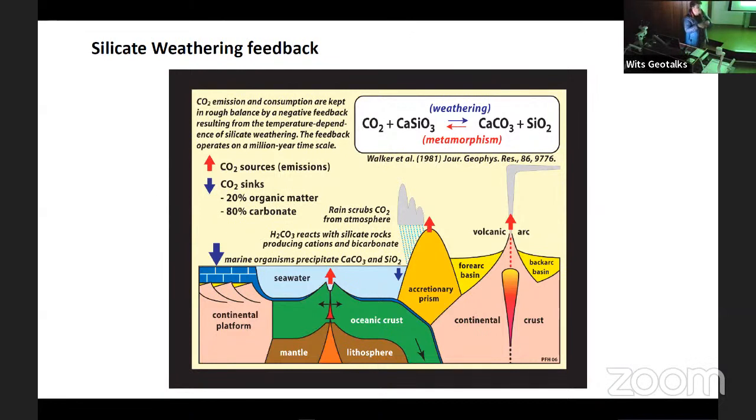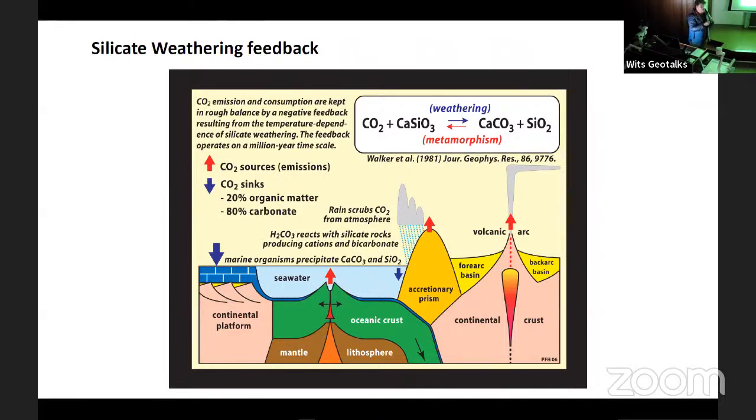That carbonic acid reacts with the continental crust to create magnesium, calcium and potassium cations and bicarbonate, right? And eventually those two things bond together and make limestones, right? And that's the predominant storage form of CO2. So the negative feedback comes into play where if the planet gets hotter, the rate of weathering of the continental crust increases and you sequester more CO2 in the form of limestones.